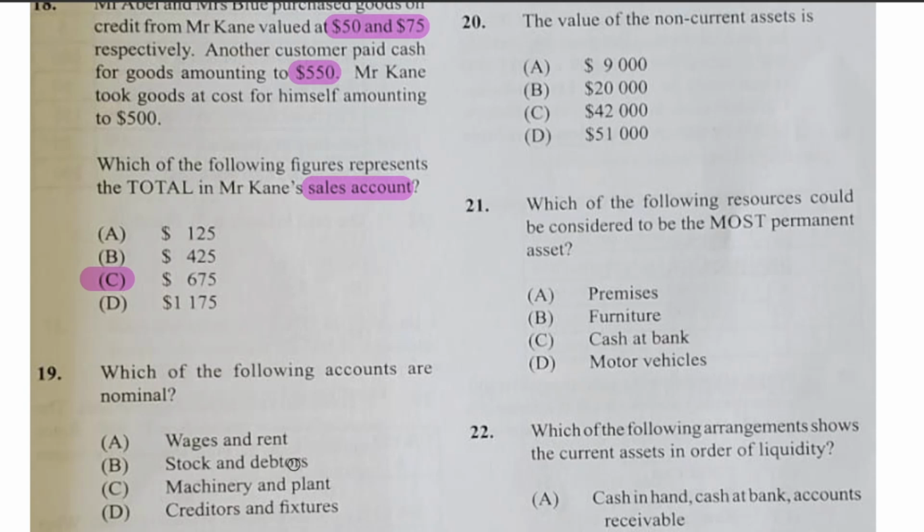So let's look for income and expenses. The first one we have here, wages and rent. Both of these are expenses, so this should be the answer. But anyway, let's see if there's anything else. Stocks and debtors, no, this will fall under real. Machinery and plant, real. Creditors and fixtures, not nominal. Creditors would fall under personal, fixtures will fall under real. The best answer is A.